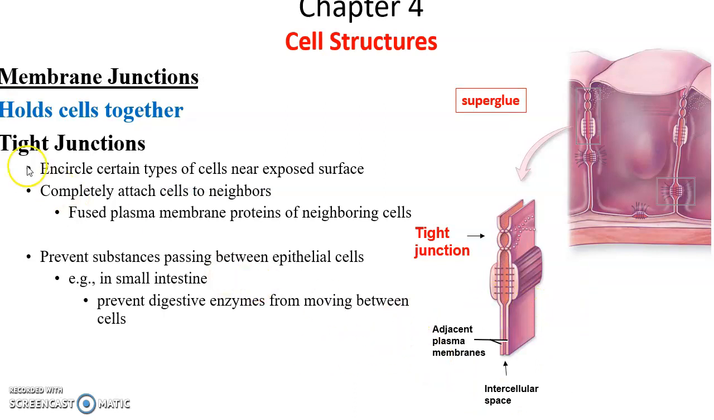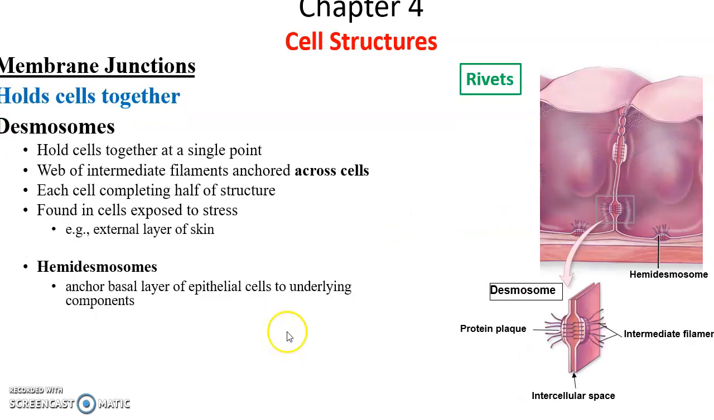All right, membrane junctions. They hold cells together. We have tight junctions. Tight junctions encircle, go completely around the circumference of the cell, and they hold those cells together. Tight junctions act sort of like superglue, fusing the plasma membranes of neighboring cells together, preventing things from passing between the cells, such as digestive enzymes.